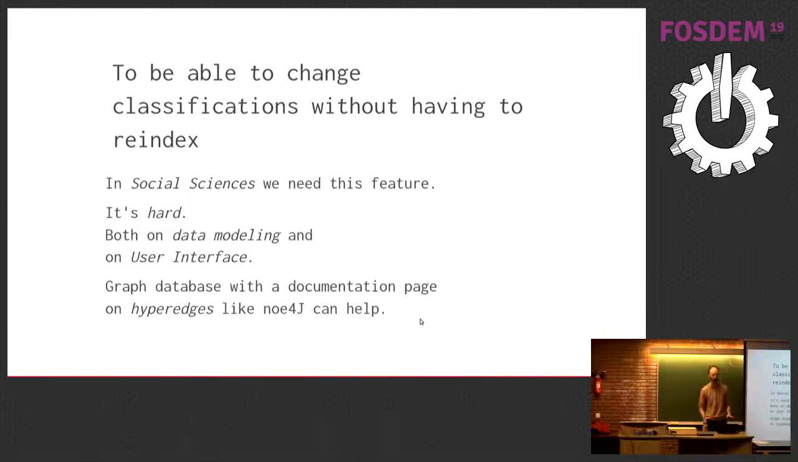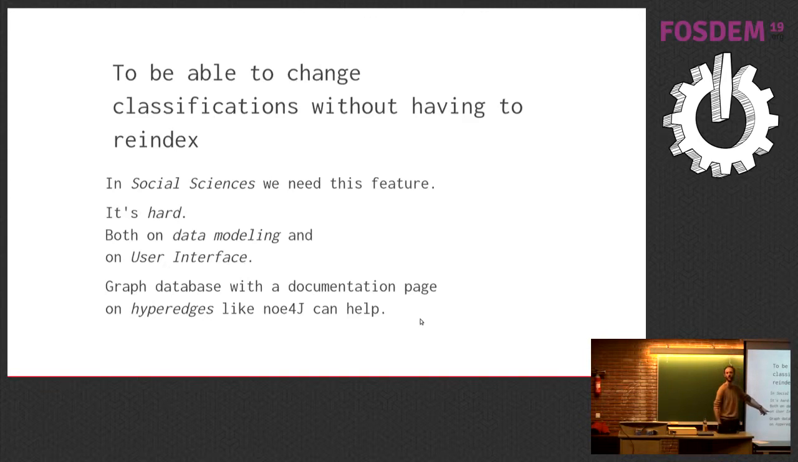My takeaway: what we need is to be able to change classification, because classifications are very important for social scientists. Very important. This is how we analyze. By hand, mainly, maybe with some machine learning algorithm that helps us, but by hand at some point, without having to reindex, because it takes a long time, it is heavy, and we don't want to do that. So it's hard, both on the data modeling part, which database you're going to use and how you're going to traverse or query it, and on the user interface.